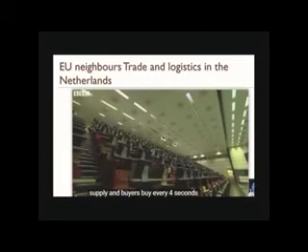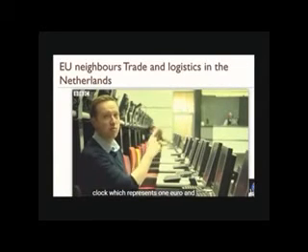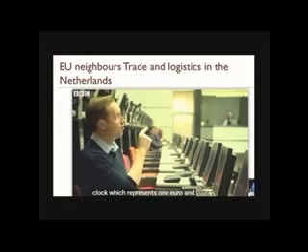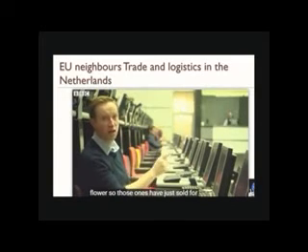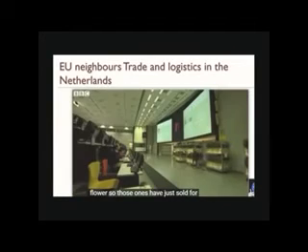Suppliers supply and buyers buy every 4 seconds. All the trades are based on this massive clock, which represents €1. Where the red dot stops is the price per flower. So those ones are just sold for 76 cents a flower.